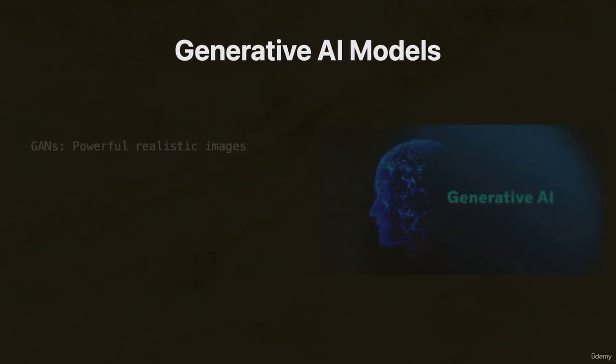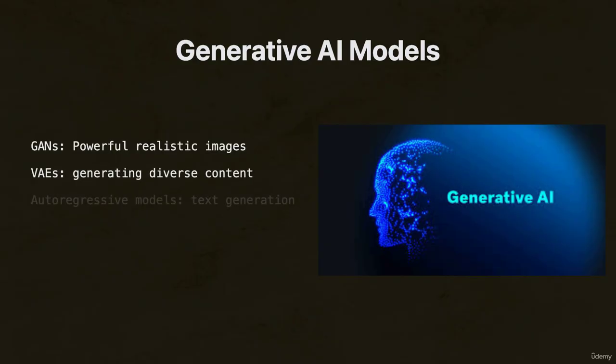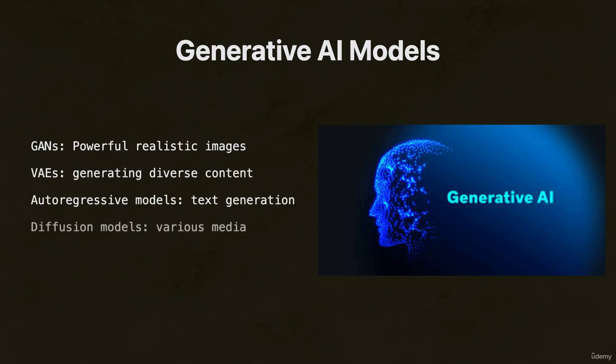In summary, the different types of generative AI models, including GANs, VAEs, autoregressive models, diffusion models, and flow-based models, each have their own unique strengths and applications. These models are revolutionizing the way we create and interact with digital content, and their continued development will undoubtedly lead to even more exciting and innovative applications in the future.